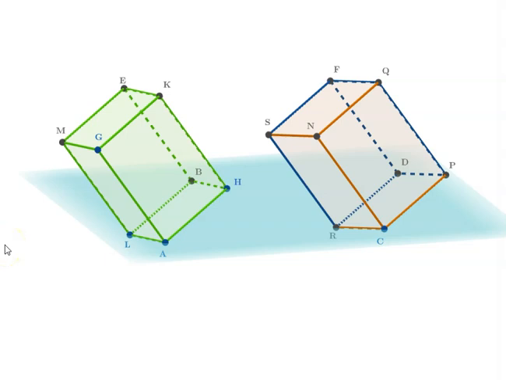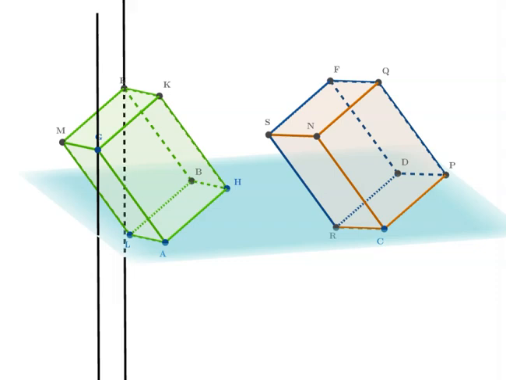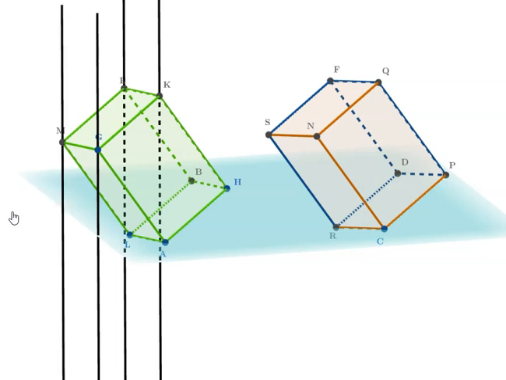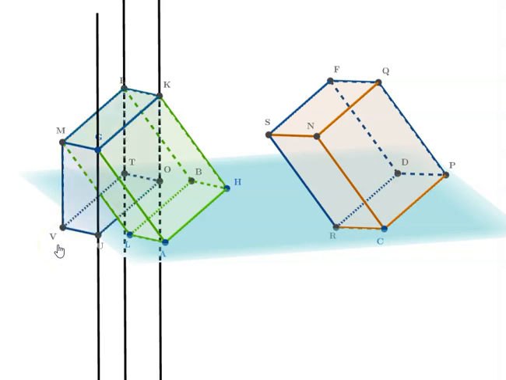Let's do that. What we are going to do is construct a perpendicular solid. Now to construct the solids perpendicular to the plane of reference, what we'll do is draw perpendiculars from G, from E, from K, and from M. And we'll take the intersection of these lines with the plane of reference. And now we will complete the solid. And now we can hide these perpendicular lines.